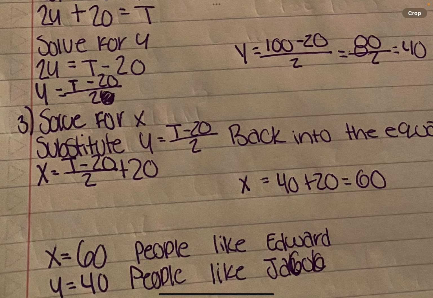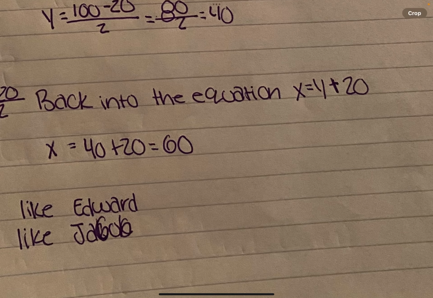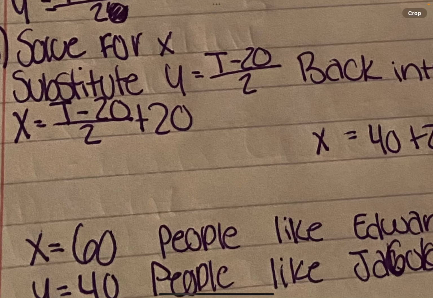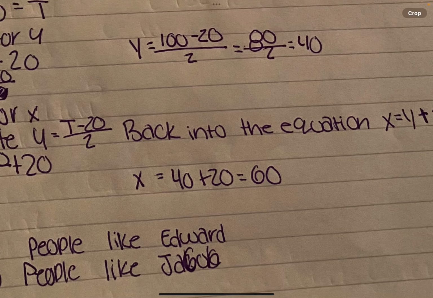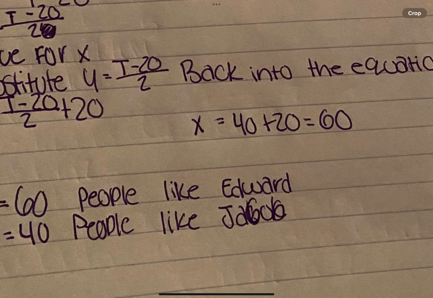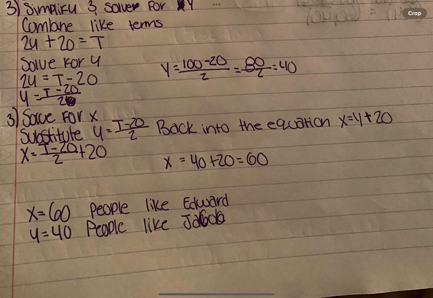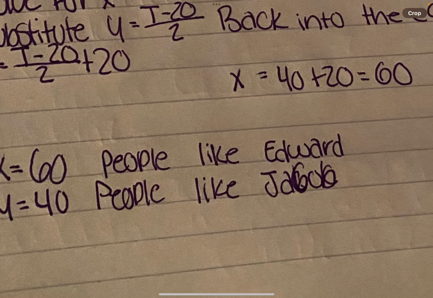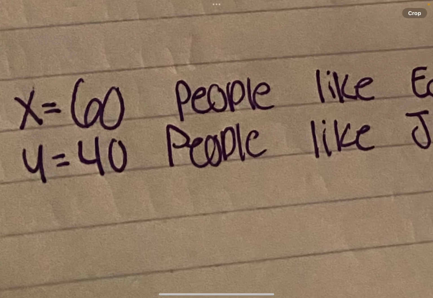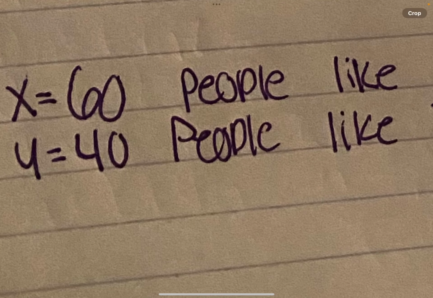Now we're going to solve for X by substituting back into the equation. So X equals Y plus 20. So 20 plus 40, which is what we got from here, gives us 60. So X equals 60 people who like Edward more than Jacob, and 40 people like Jacob. So that's the first method.